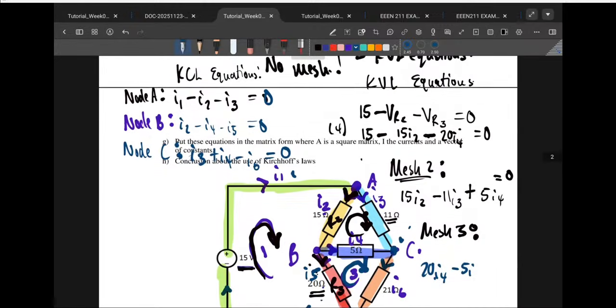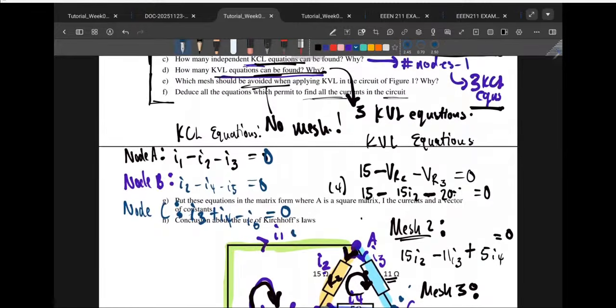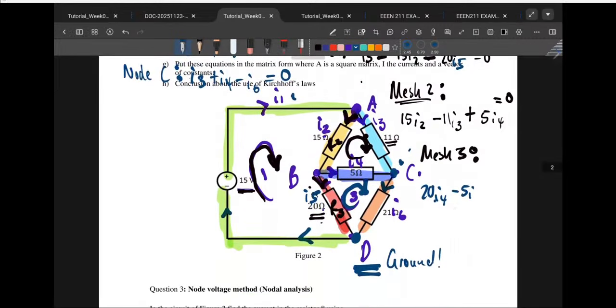So for mesh 2, no, for mesh 1, there is no I4, it's actually an I5. That's why mesh 3 is going to be 20 I5 minus 5 I4. Then we go down, mesh 6 is going to be minus 21 I6 is equal to 0. There you have the third equation, and you are done. You have your 6 equations.